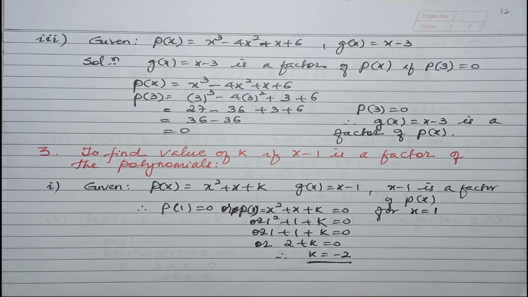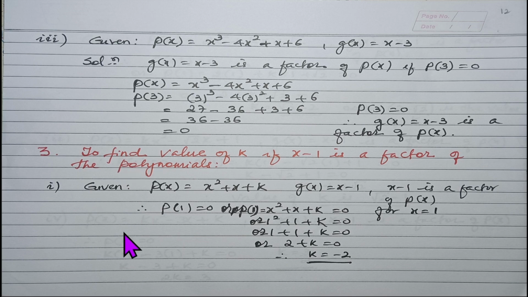Please understand that. Now coming to the next example, p of x is given as x cube minus 4x square plus x plus 6, g of x is the binomial x minus 3. The 0 of x minus 3 is 3, and finding p of 3, we find 3 cube minus 4 times 3 square plus 3 plus 6, and we find that p of 3 is equal to 0. Because p of 3 is equal to 0, that means g of x, x minus 3, is a factor of p of x, and it is the correct answer.